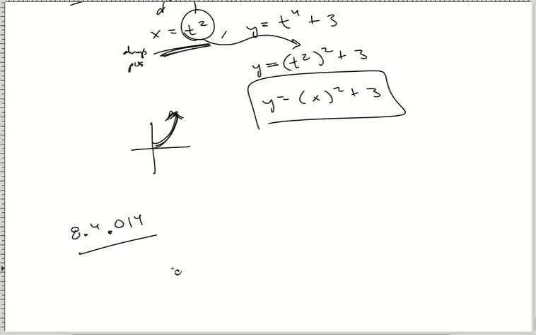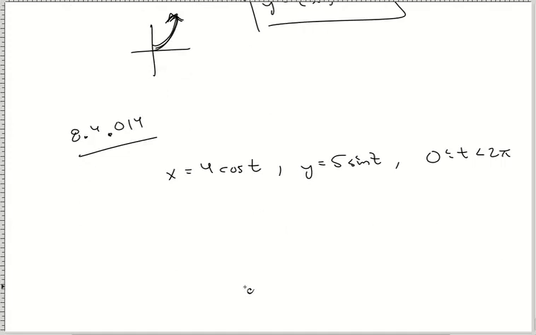8.4.014. I got x is equal to 4 cosine of t, and y is equal to 5 sine of t, and they want to go from 0 to 2 pi. That's understandable. I'm just going to tell you straight up that there are some of these that are formulaic, and this one in particular stands out to me greatly. This is actually a circle, or in this particular case, it's an ellipse.